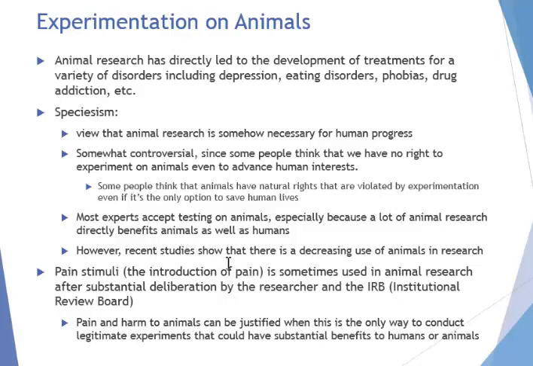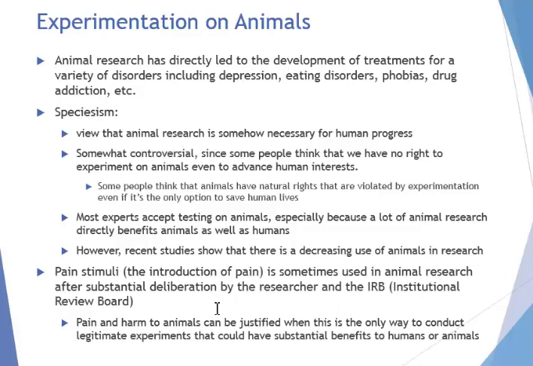Recent studies show that there's a decreasing use of animals in research because it's becoming less necessary. Hopefully, if you can test on humans in a way that doesn't cause any harm, you might as well do that. It's always better to test on humans anyway because it's more likely to produce results that are going to be effective on humans. You can test on a monkey or a rat, but if you test on a human, you're more likely to get a result that's going to be reproducible on another human being.